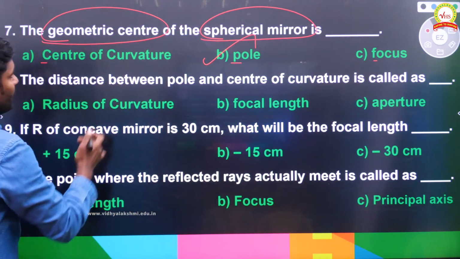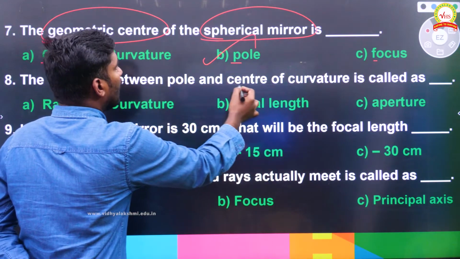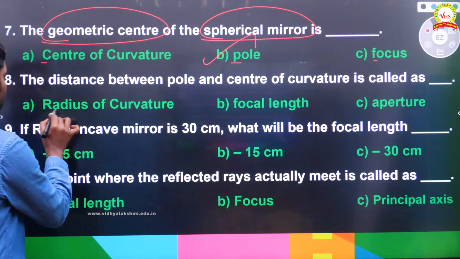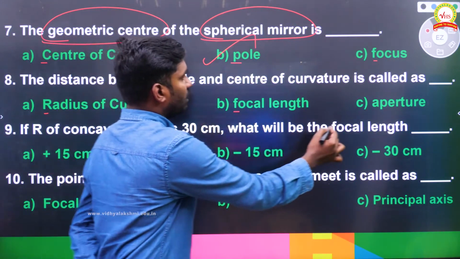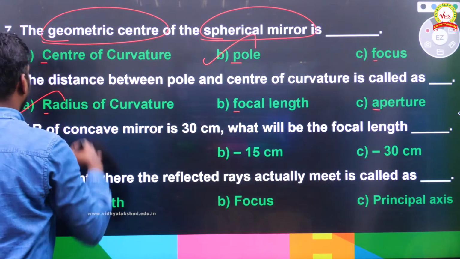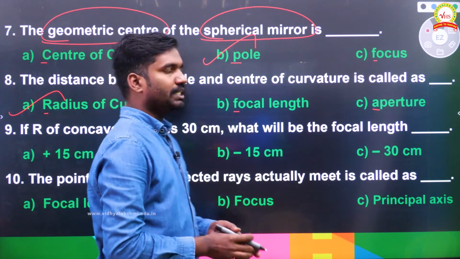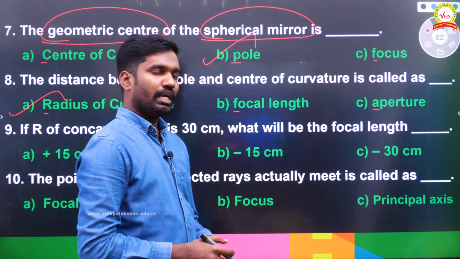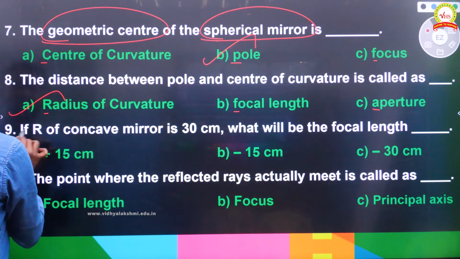And next question, the distance between the pole and center of curvature is called as dash. Options: radius of curvature, focal length and aperture. That distance we will call the radius of curvature. The distance between the pole and center of curvature is called the radius of curvature. And next question number 9.